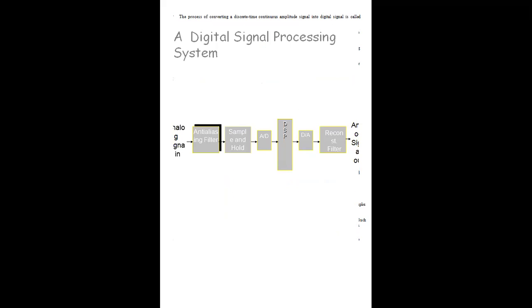The next topic is the digital signal processing system. We have an analog, continuous signal. Before the sample and hold circuit, it is given to an anti-aliasing filter, then passed to the sample and hold circuit, and then to an A to D converter. Finally, it is given to the DSP, and then to a D to A converter, followed by a reconstruction filter in order to get back our analog signal output.